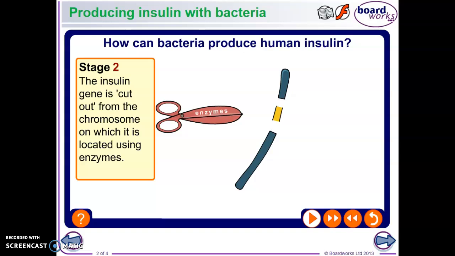For stage 2 of this process, the insulin gene is cut out from that chromosome using a special type of enzyme called a restriction enzyme. These restriction enzymes look for a specific sequence of nucleotides on the DNA, and when they find that sequence, they cut at a specific location. Write that in for stage 2 on your chart.